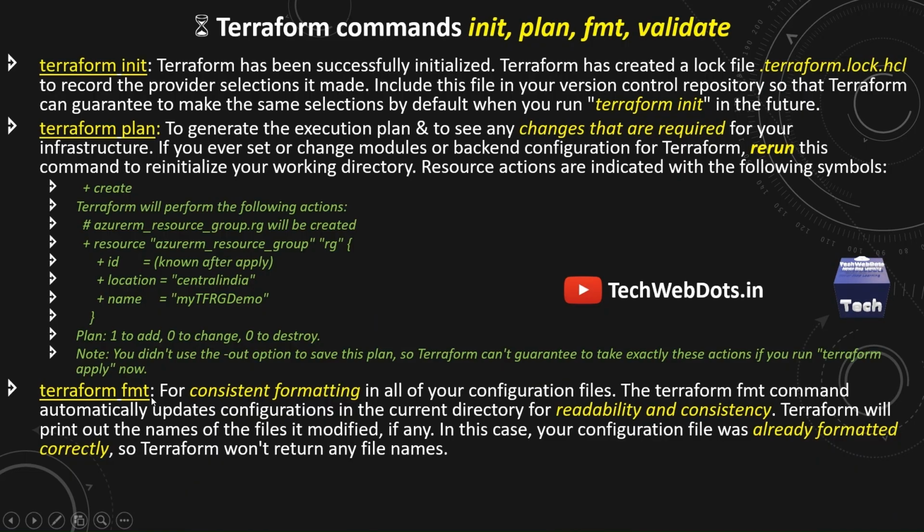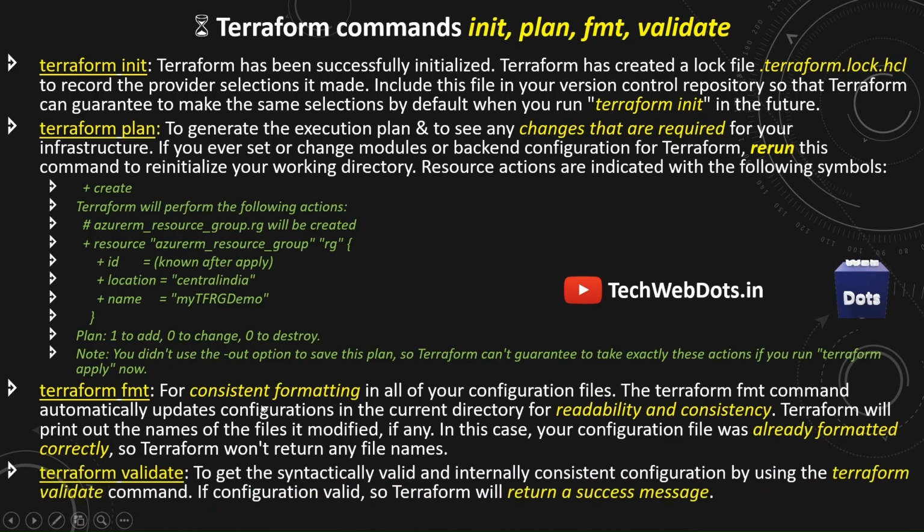And the last one, Terraform format, as the name indicates, is for consistent formatting in all your configuration files. The Terraform format command automatically updates configuration in the current directory for reliability and consistency. Terraform will print out the names of the files it modified the moment you do the formatting, if there is any. In this case, your configuration file was already formatted correctly. We might be saying, okay, where is our file? This is the same file that I showed you in the previous slide. So Terraform would not return anything if you perform it after using the same configuration file, and you can easily get it from the Git repo. I will leave the link in the description of this video.